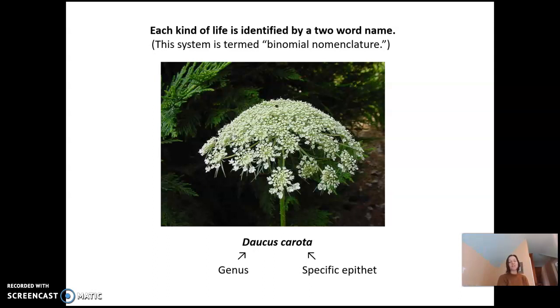And you'll see in chapter 16, it starts off by discussing the problems with just using common names. This has two common names that I know of, Queen Anne's lace and wild carrot. But there are probably others, and it's important that if we're being scientific, talking science with this plant, we should use this scientific name.